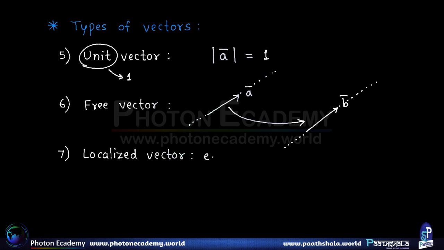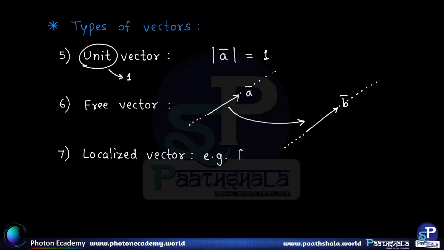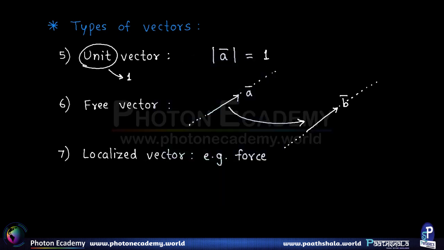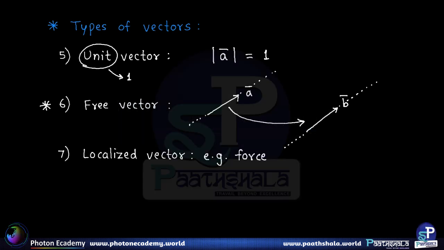And a very typical example of a localized vector is a force, because force is a vector, so it no doubt has the magnitude as well as direction, but we also need to specify the point of application of force, because that will make a difference. That is, if you change the point where the force is acting, it may produce a different result, right? So therefore force is a localized vector. In mathematics we will be mostly dealing with free vectors, so we'll be free to move the vectors parallel to themselves anywhere in the three-dimensional space, right?